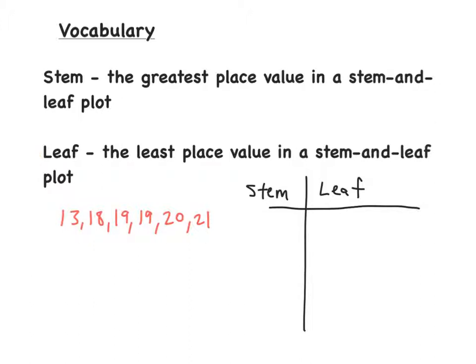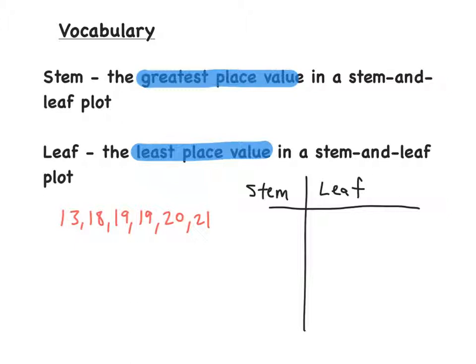So the stem is the greatest place value in a stem and leaf plot. The leaf is the least place value. So please write this down in your notes. Stem is the greatest place value. Leaf is the least place value. So let's just look at the example below.